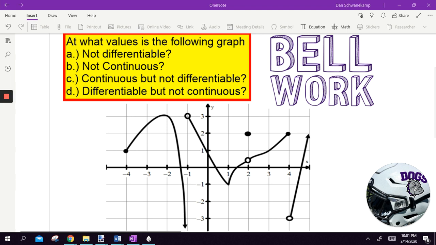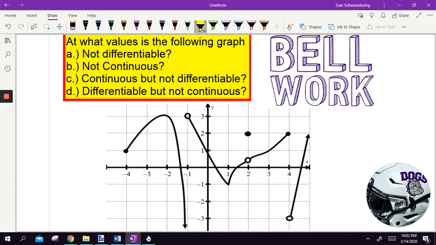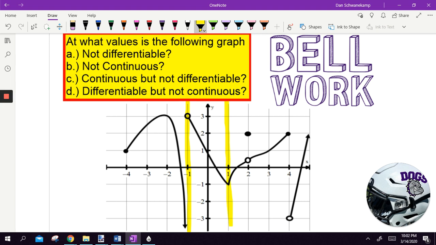All right, at what values is the graph not differentiable? So as we're looking at this thing, trying to move my computer screen around, sorry. All right, when am I not differentiable? You are not differentiable anywhere that you have a hole or corner or a jump. That's a vertical asymptote on that first one. But so when am I not differentiable? X is equal to -1, 1, 2, and 4. That's where you're not differentiable.